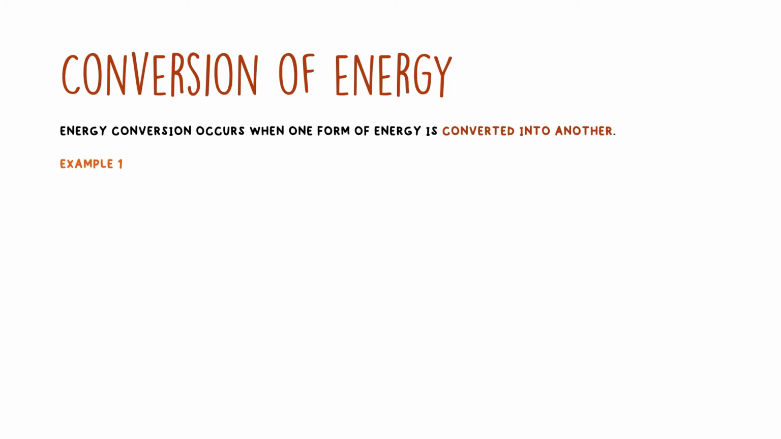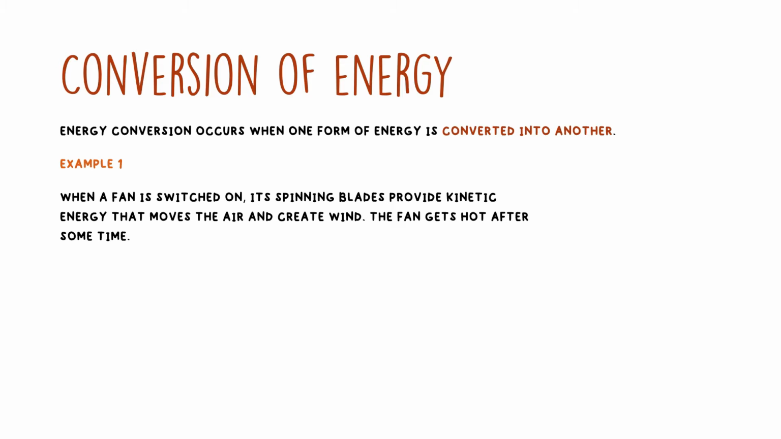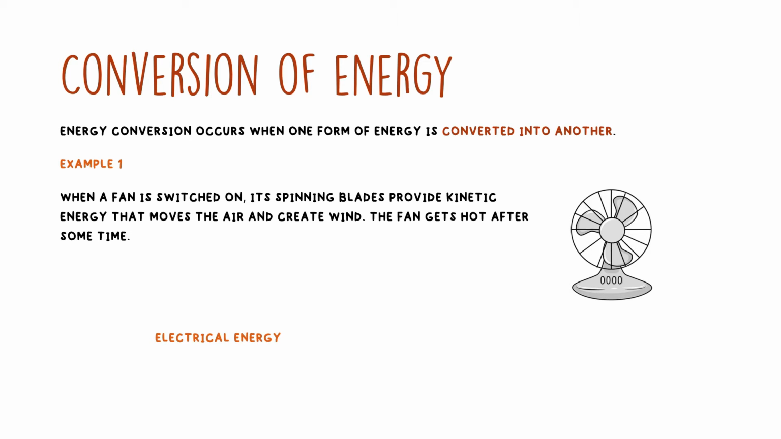Example 1. When a fan is switched on, its spinning blades provide kinetic energy that moves the air and creates wind. The fan gets hot after some time. So, in this example, electrical energy is converted into kinetic energy and heat energy.